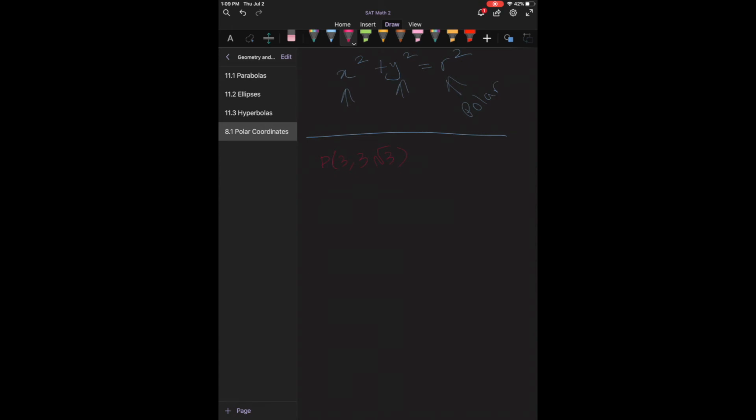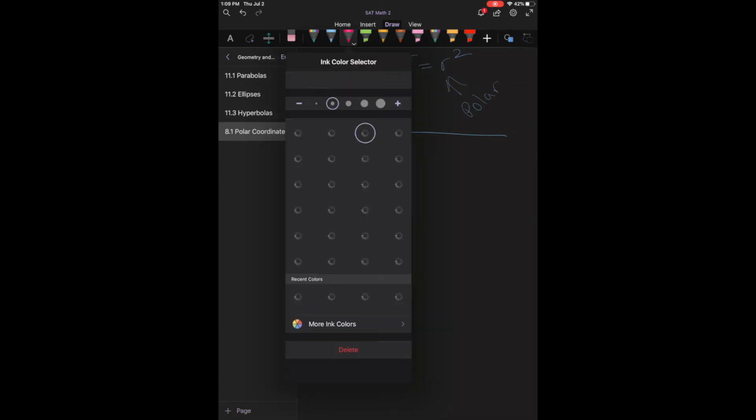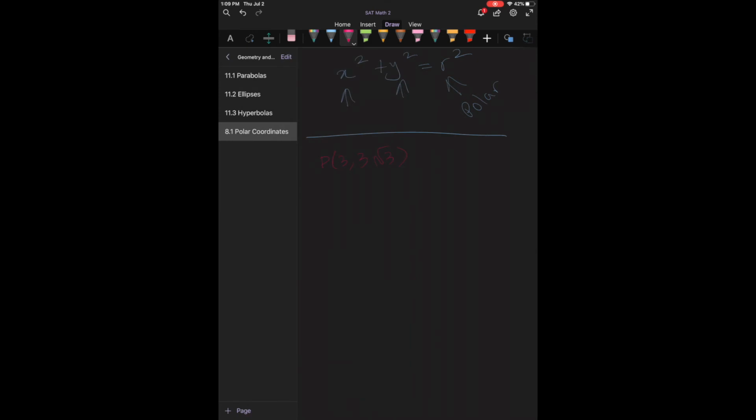Okay, so why don't we figure that out right now? Okay, so polar is r, theta, and if we square 3 squared plus 3 root 3 squared, we get 9 here, we get 27 here, we get a total of 36. So this is going to be r squared. We take the square root of 36, we get 6.